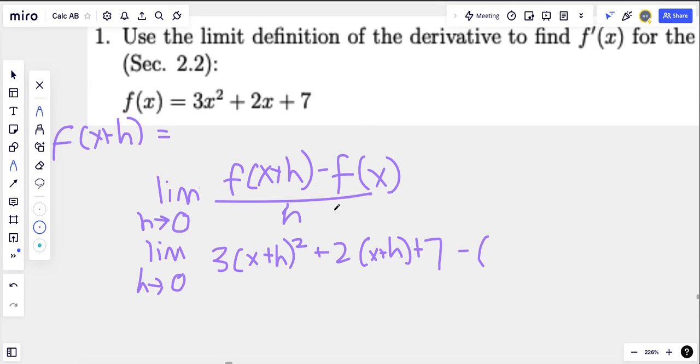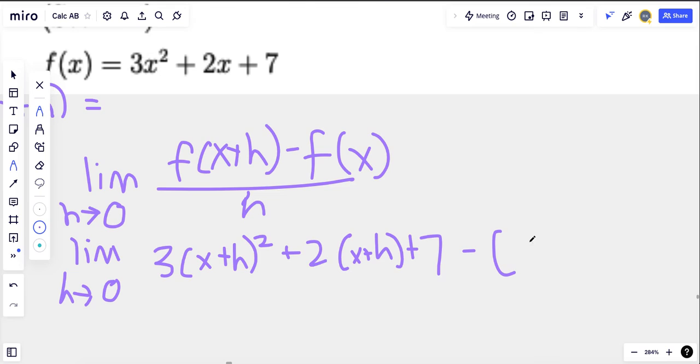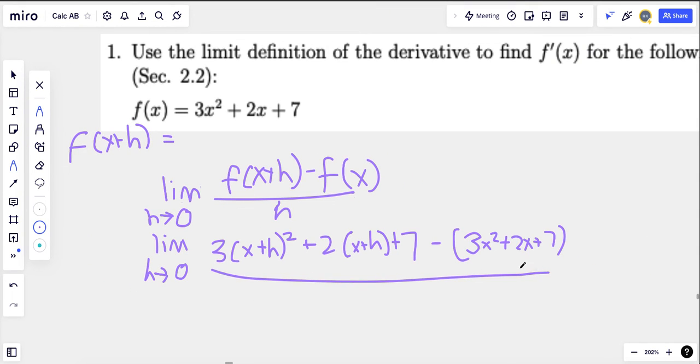This whole thing is, I'll just distribute the negative sign to start off because we'll have to anyway. So minus f of x. Actually, I'll just leave it for now. Okay. So minus f of x. f of x is 3x squared plus 2x plus 7. Okay. All over h.